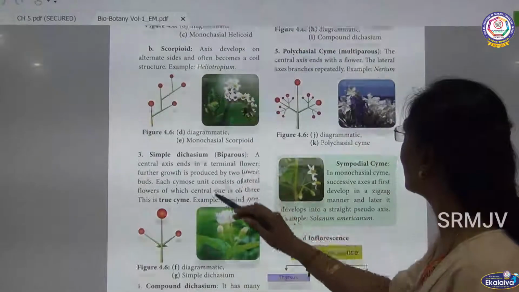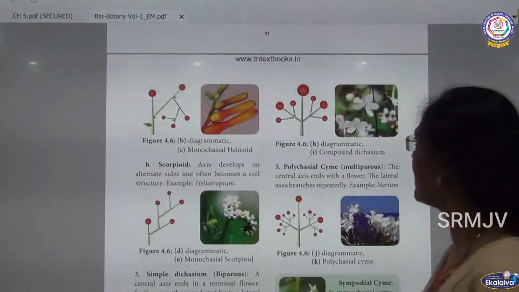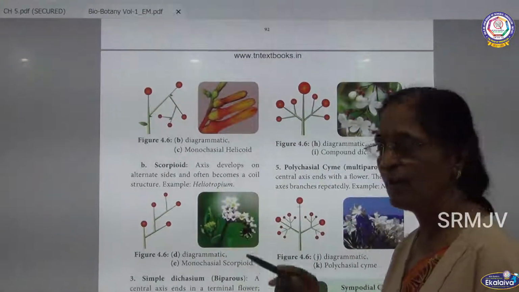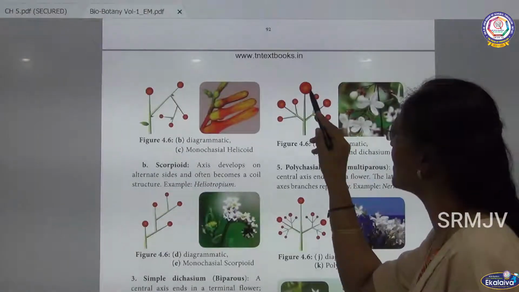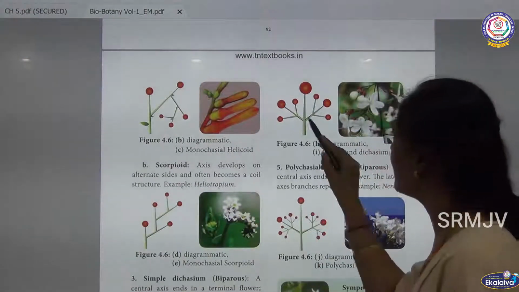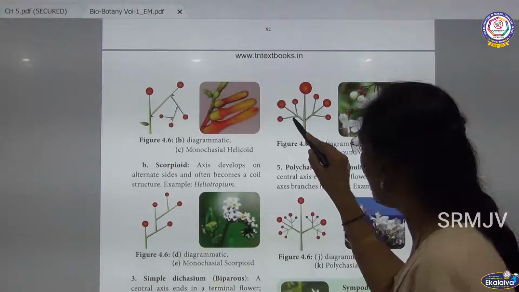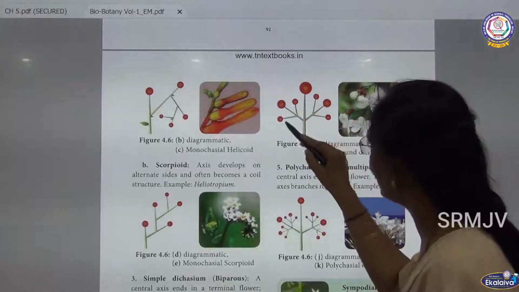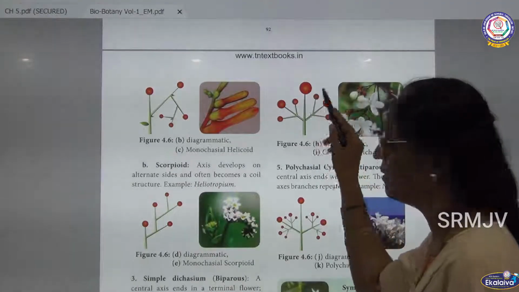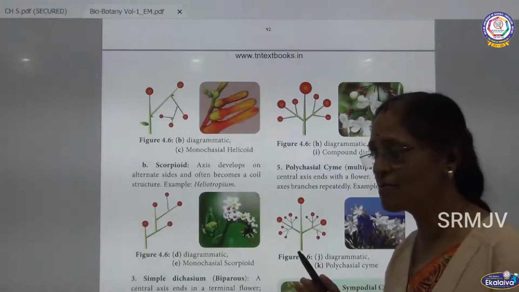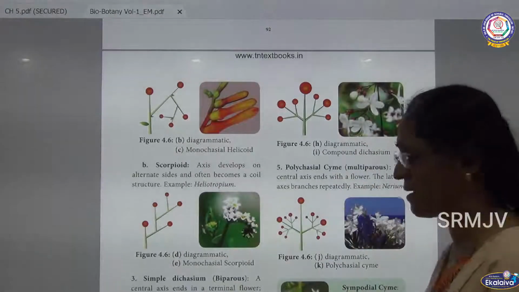What is a compound dichasium? If it is branched, you call it a compound dichasium. You will find the main axis ending with a flower here, and then a branch here. And this is a cymose unit. You will find 3 here, 3 here, and 1 here. So there are 7 in this unit. This you call a compound dichasium.